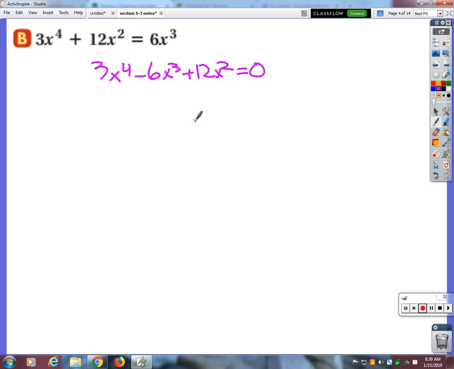You take out a what? More than an x? What? X squared, yeah. And then what number? What number? Right. Okay, so do you guys see that 3 goes into 3, 6, and 12 evenly? And then also you can take an x squared out of all of them because they each have at least x squared. So this is what? X squared.